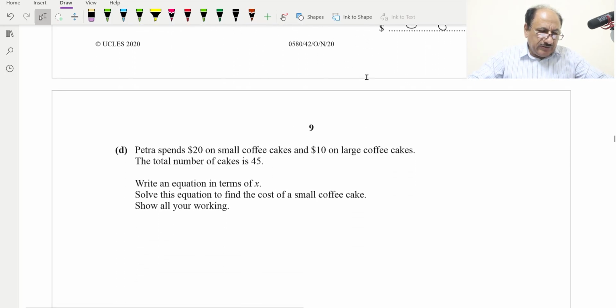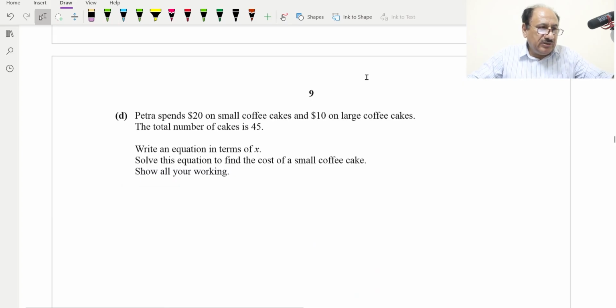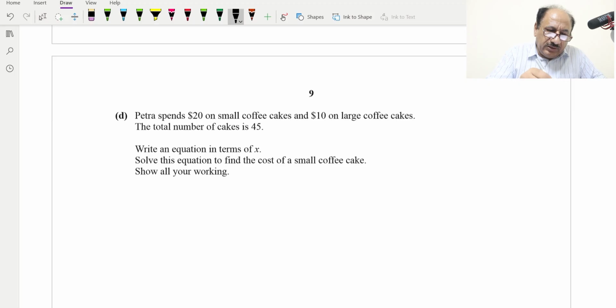So next is Petra spends $20 on small coffee cakes. So small coffee cakes, spending $20, and 10 large coffee cakes. Total number of cakes is 45. So write an equation in terms of x. So first thing we have to write the equation, and then we have to solve the equation to find the cost of small coffee cake, and we have to show our working also.